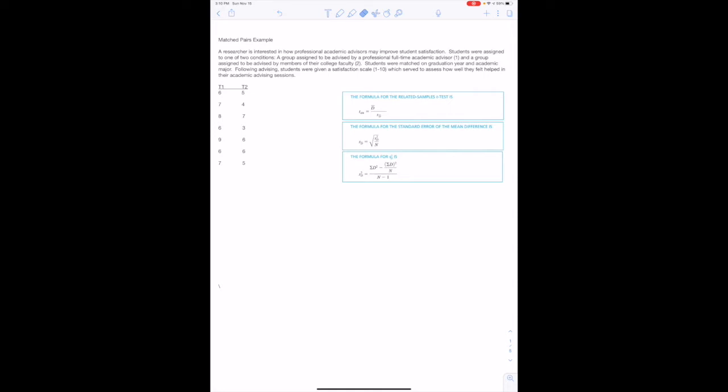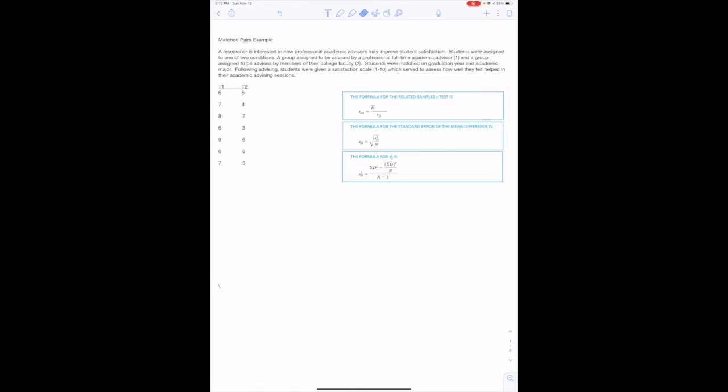You see I've labeled the two different pairs of groups, T1 and T2. So T1 is the group that had professional advisors. T2 is the group that had faculty. And then you see the pairs. 6 is paired with 5, 7 is paired with 4, etc., etc. That represents people who are matched on their graduation year, so the year they graduate, and also their major. So this is a matched pairs design.